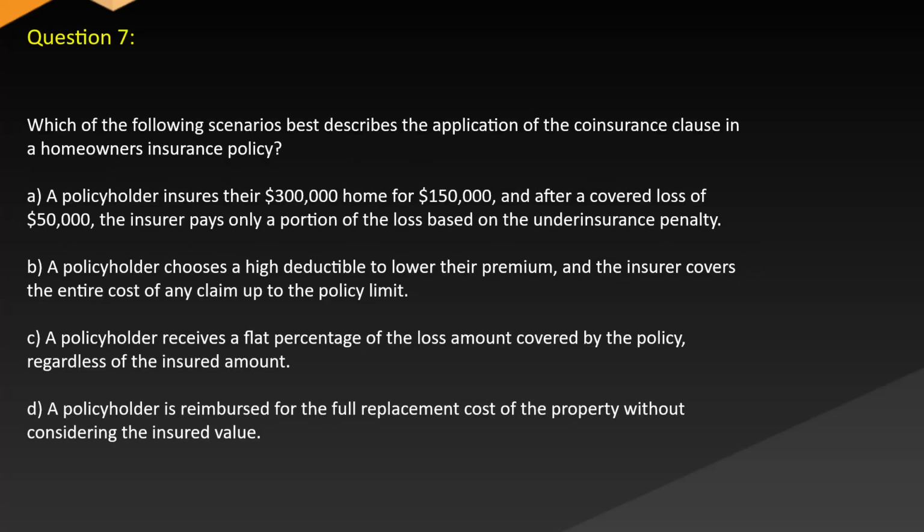Question 7. Which of the following scenarios best describes the application of the coinsurance clause in a homeowner's insurance policy? A. A policyholder insures their $300,000 home for $150,000, and after a covered loss of $50,000, the insurer pays only a portion of the loss based on the underinsurance penalty. B. A policyholder chooses a high deductible to lower their premium, and the insurer covers the entire cost of any claim up to the policy limit. C. A policyholder receives a flat percentage of the loss amount covered by the policy, regardless of the insured amount. D. A policyholder is reimbursed for the full replacement cost of the property without considering the insured value.